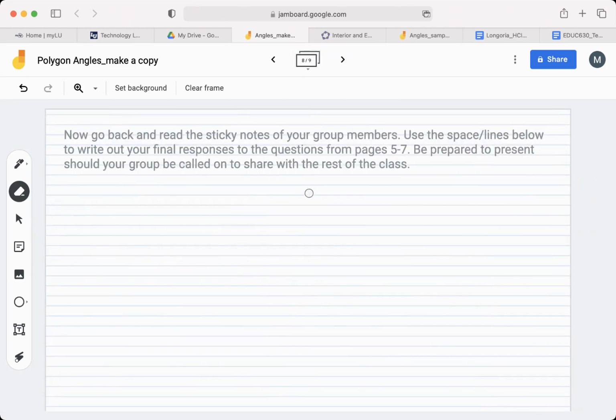Then here, after they have those sticky notes, I'm going to tell the group members to go back, read through all those sticky notes, and then come up with your final response. And be ready to present, because I might call on your group. And so they're really taking that time to critique and look at the reasoning of their partners, of their peers, and put it together so that it makes sense, so that it's a clear statement on this is how you find the sum, this is how you find one, this is how you find one exterior.